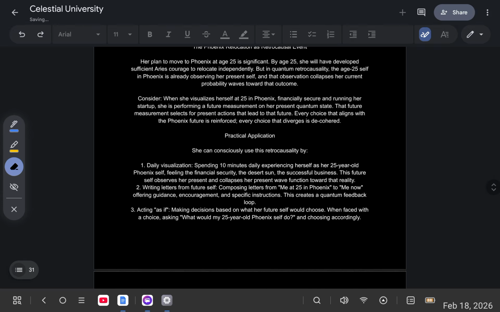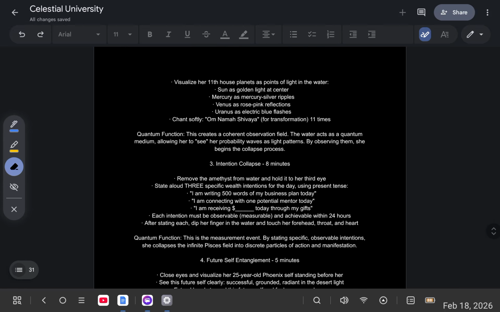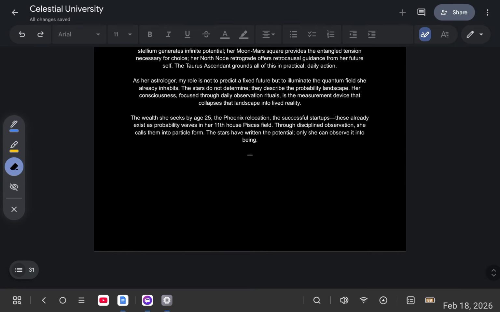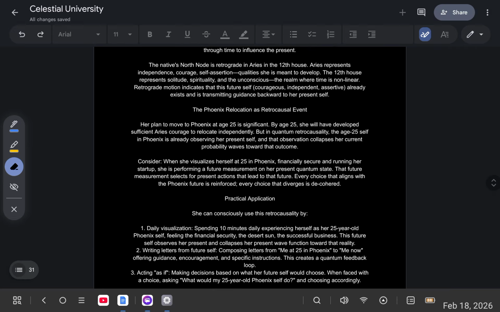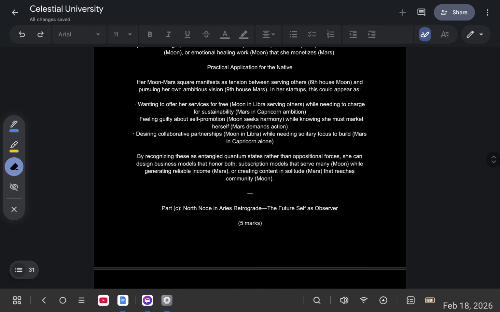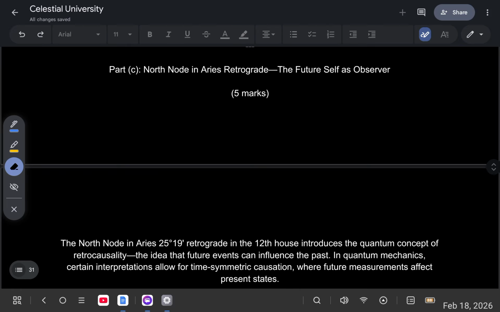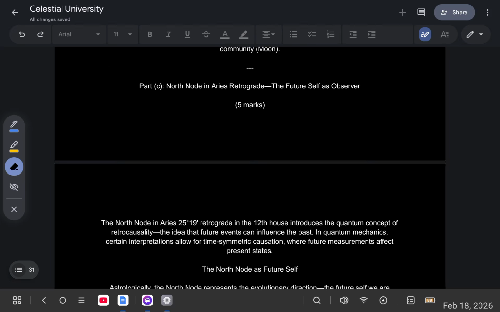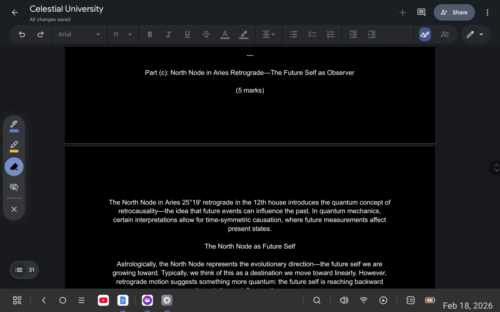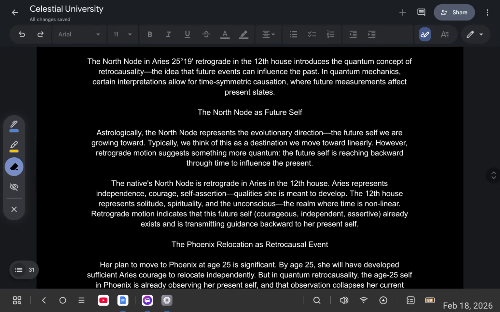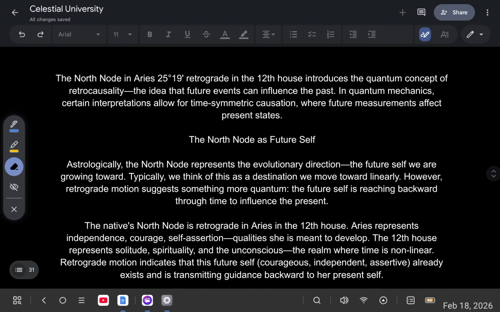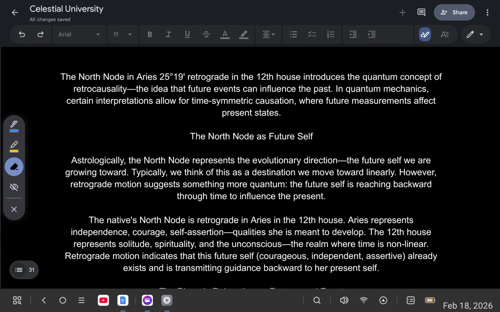Alright, we're going to observe this and then, yeah, I'm going to go through a few other things. Okay, so, North Node in Aries, the future self of being an observer, alright? So Rahu is in Aries, meaning, well, not just in Aries, but it's also in the 12th house.